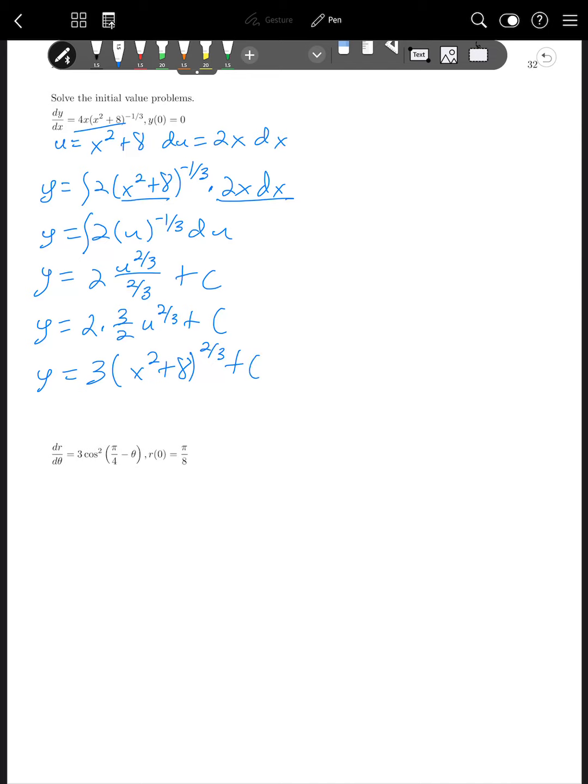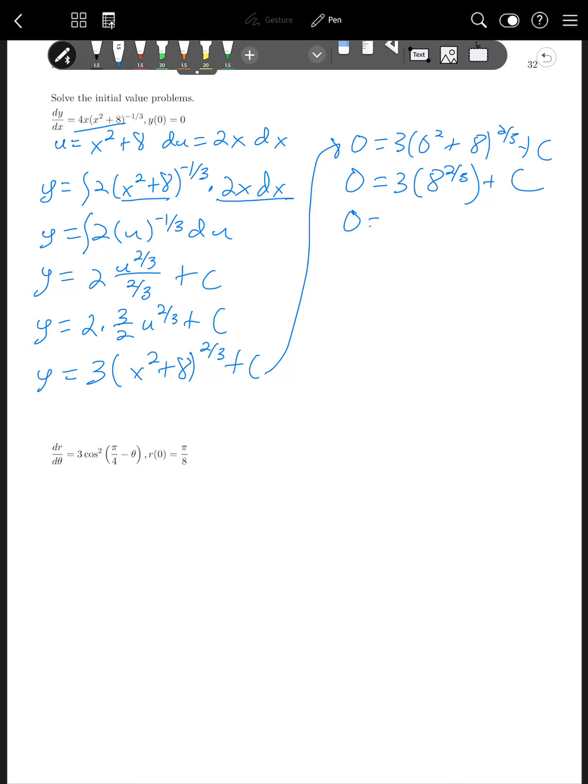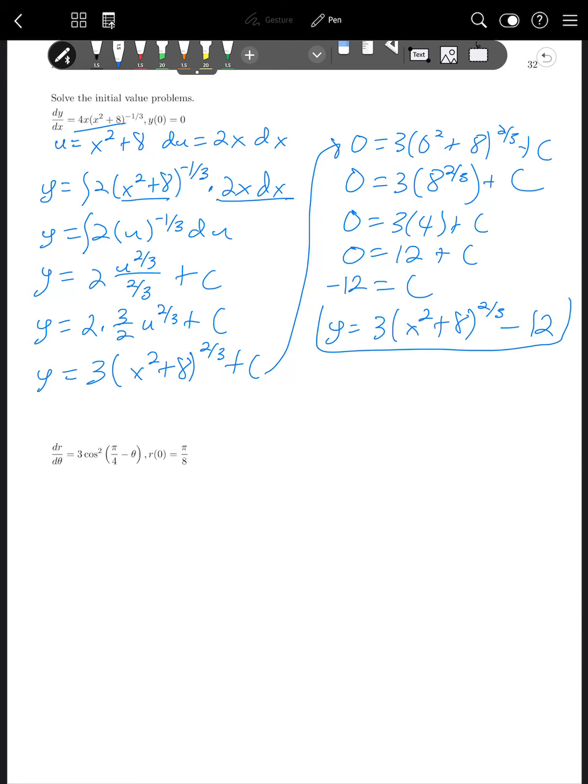And now we can plug in our expression to figure out what c is. So this would be 0 equals 3 times 0 squared plus 8 to the 2/3 plus c. So that's 0 equals 3 times 8 to the 2/3 plus c. So 8 to the 2/3 is 4. So this would be 3 times 4 plus c. So 0 equals 12 plus c. So negative 12 equals c. So this would be y equals 3 times x squared plus 8 to the 2/3 minus 12. That would be the original function.